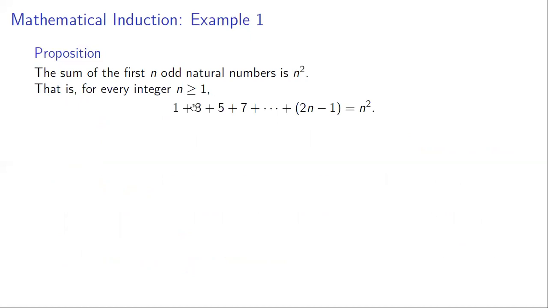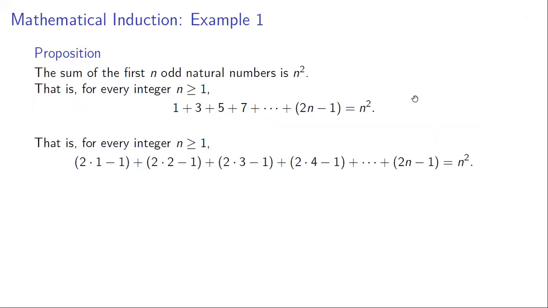if you take the first n natural numbers, well, what are the first n odd natural numbers? Well, the first one is 1, then 3, then 5. So 1 plus 3 plus 5 plus 7. The nth odd natural number will be 2 times n minus 1. Okay, so again, this is the first odd natural number, second, third, fourth, dot, dot, dot, the nth odd natural number. So the proposition claims that this sum is equal to n squared.